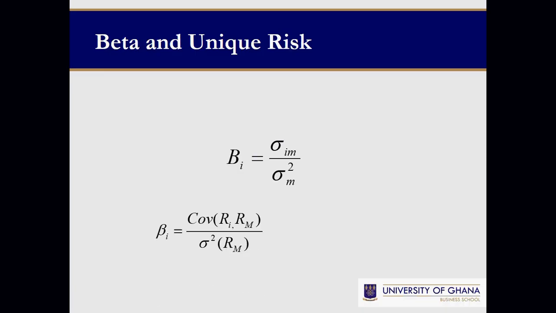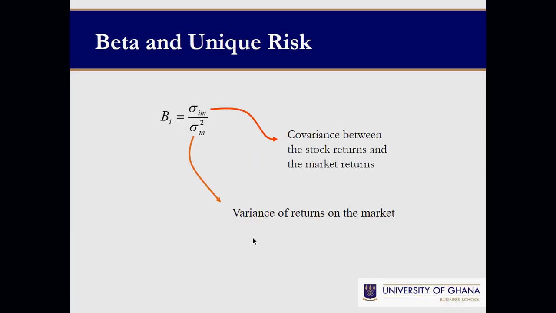standard deviation of the market over the variance of it. So it's also the same as the covariance of R1 and the market over the variance of the market. So the numerator is the covariance between the stock returns and the market returns, whilst the denominator is the variance of returns on the market.